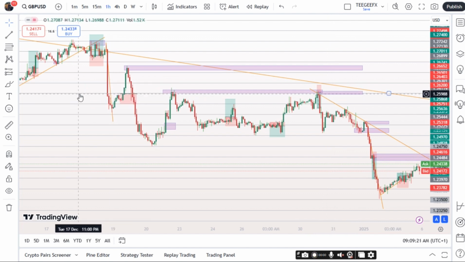This gray line you're seeing here is my psychological level. My psychological level is always 25 pips apart. From here to here is 25 pips, from here to here is 25 pips, from here to here is 25 pips. Some use 50 pips, but I use 25 pips each.